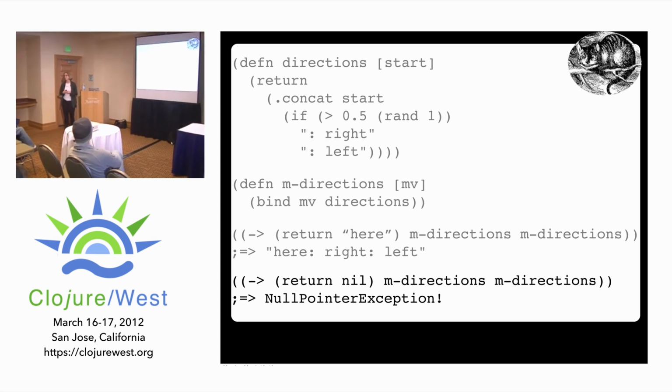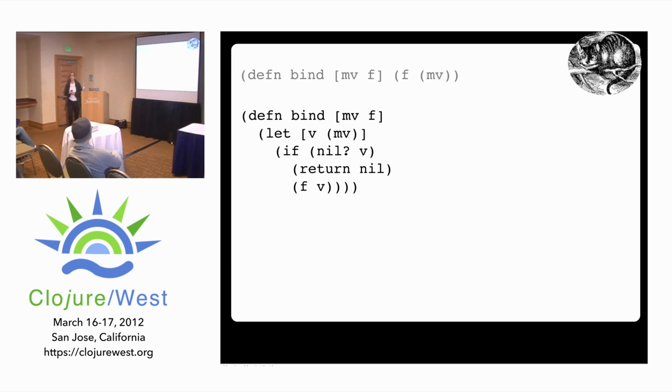So the cat said, can you think of any way you can get around this and fix it? So Alice sat there and thought for a moment. And she said, let me see. If we took this bind function and modified it slightly, we could take this monadic value when it comes in and get the value out of it, and then we could check to see if it was nil. If it was nil, we can just return the monadic value of nil. But if it wasn't nil, we can apply the function to it. So that might work.